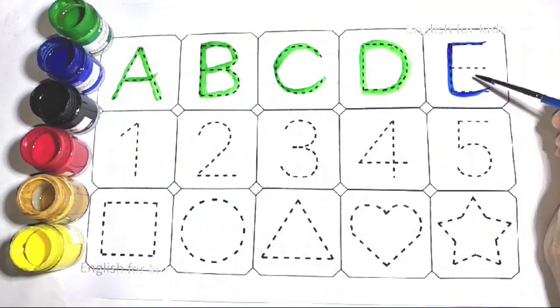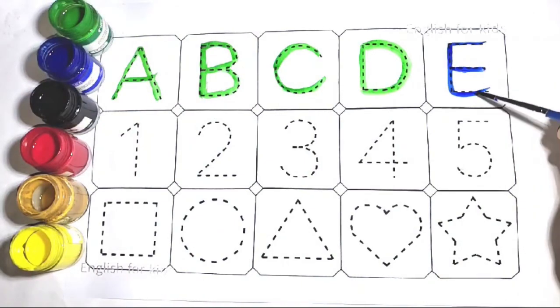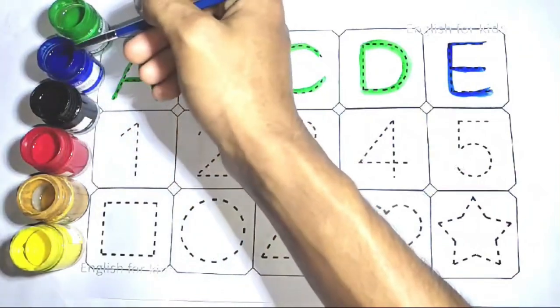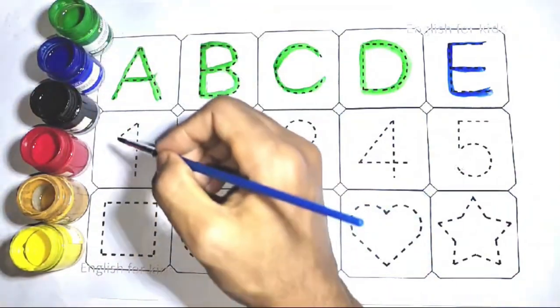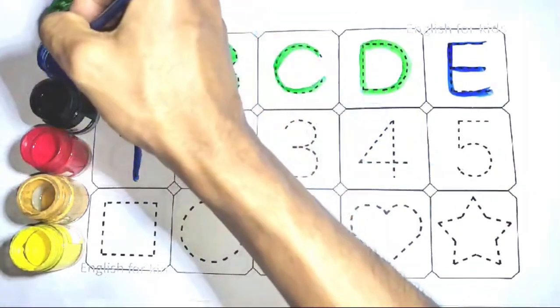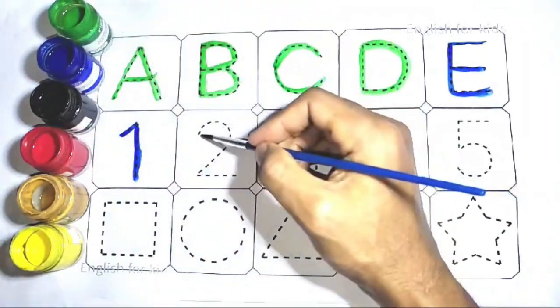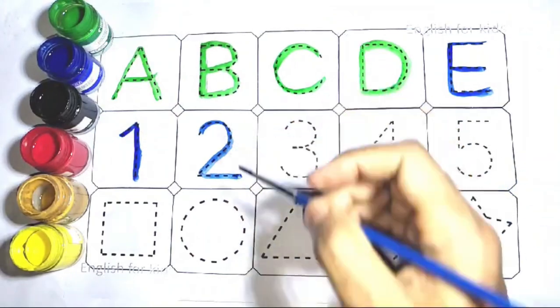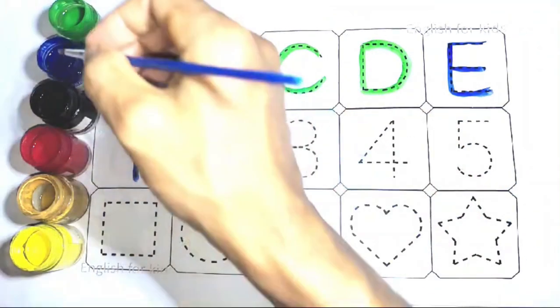Kids, the next one is E. E for elephant. Now we draw numbers. First we draw the number of 1. O-N-E, 1. And the next one is 2. Now we draw the number of 3.